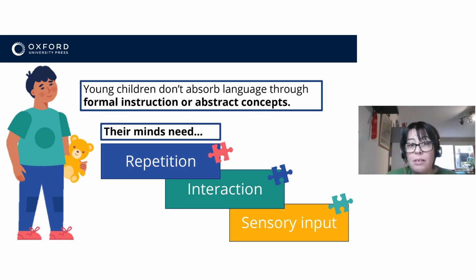So what does that mean for us as teachers? We need repetition, we need interaction, and we need sensory input at all times. This is true for the learning, but it's also true for the classroom management. It's very, very true that when we have our young learners in front of us, if we explain the rules in an abstract way, they're not going to follow and understand effectively.